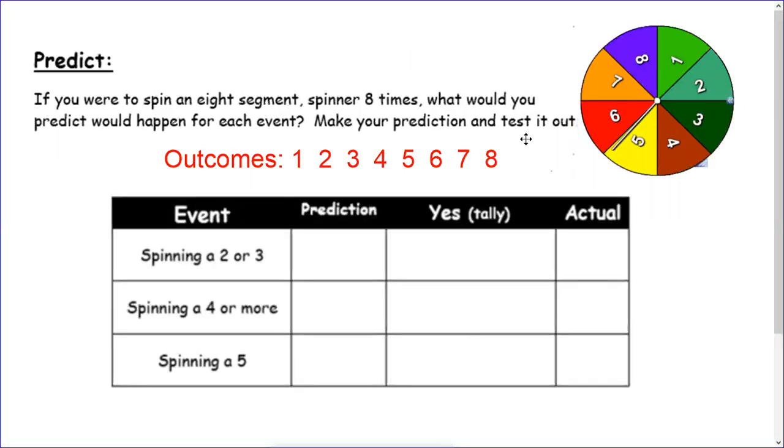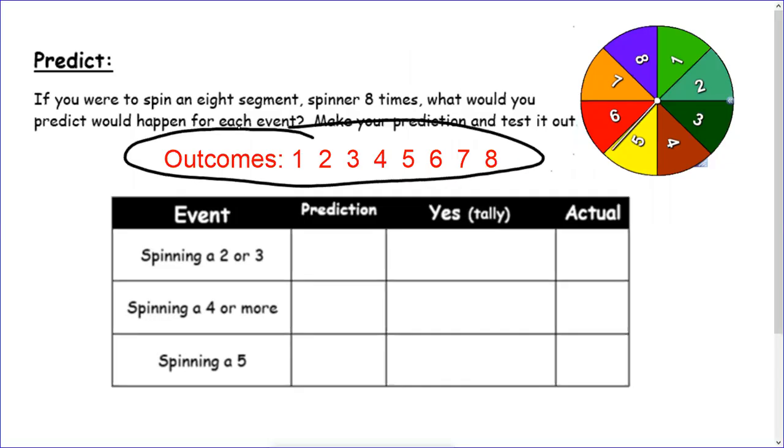So I have a spinner here, and it has 8 different outcomes. There are 8 different numbers on the spinner. Let's make some predictions on this and see how close we are. And we're going to spin it 8 times.